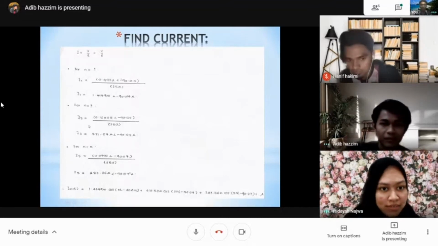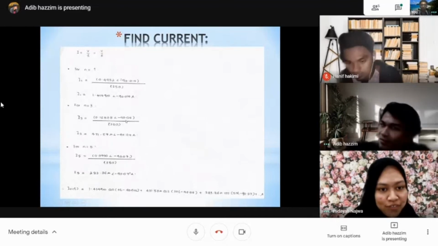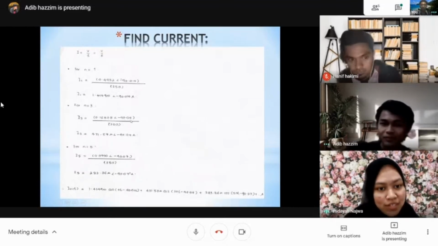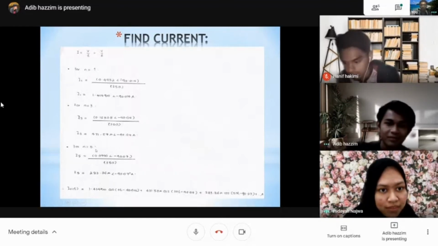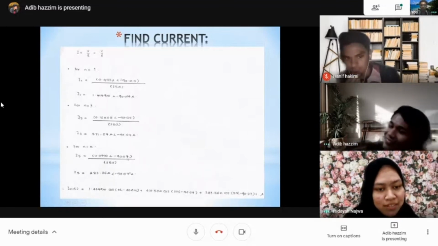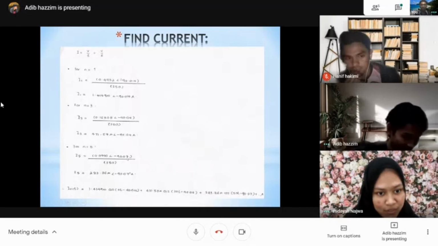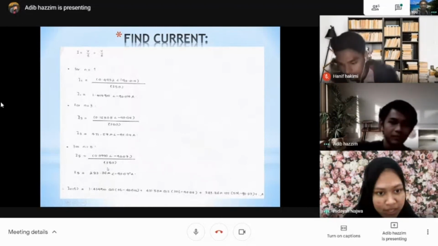For N3, V is 0.16505, negative 90.04 degree divided by 350. So the answer for I3 is 471.57 micro, negative 90.04 degree ampere. So for N5, the V is 0.0990, negative 90.07 degree divided by 350. So the answer for I5 is 283.86 micro, negative 90.07 degree ampere.